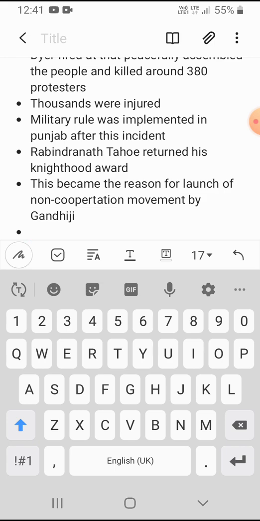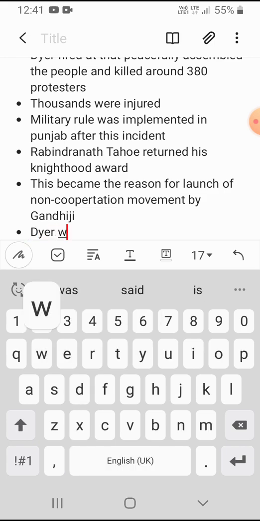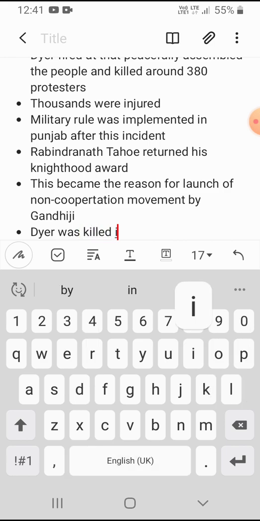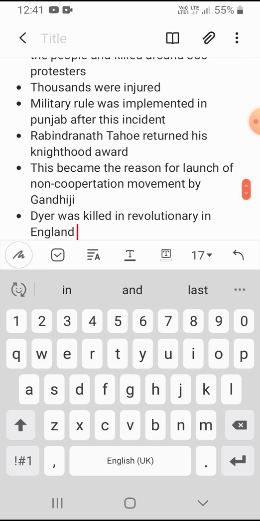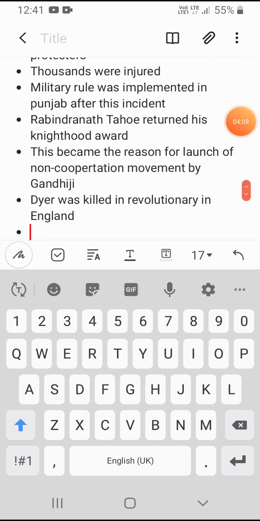Dyer was killed by a revolutionary in England, in an attack in England. So this is about Jallianwala Bagh.